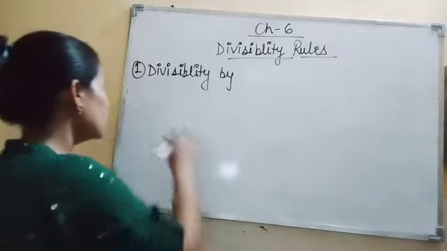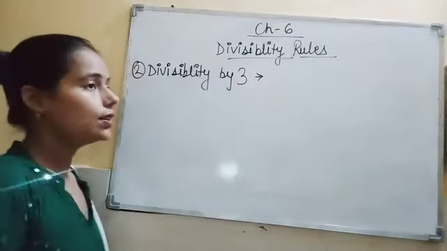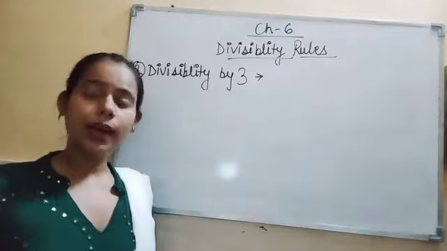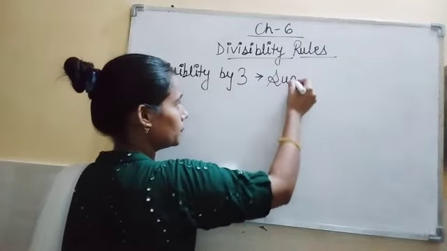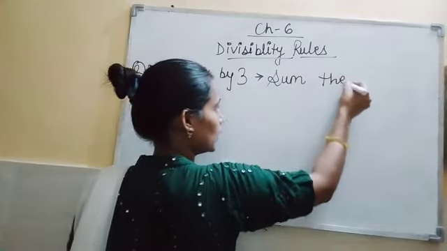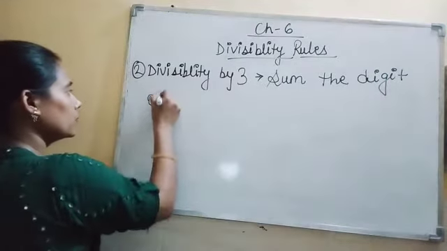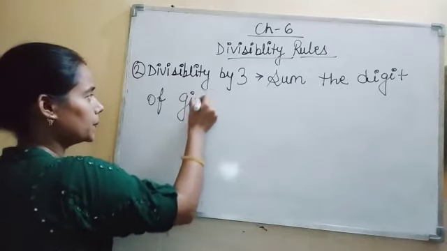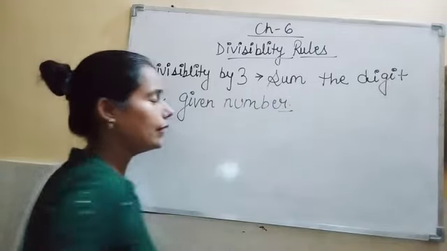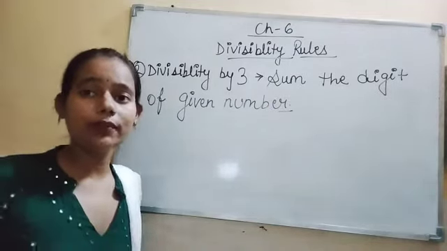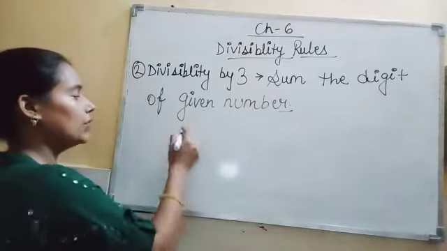So class, our second rule is divisibility by 3. So how can we check if a particular given number is divisible by 3? It is very simple. We have to sum the digits of the given number. If the sum of the digits of the given number is divisible by 3, then we can divide this given number by 3. Let's check with an example.